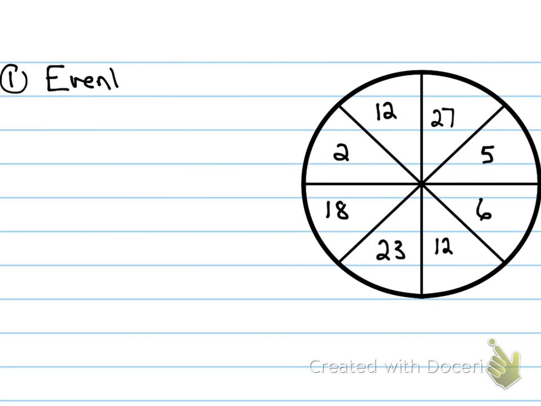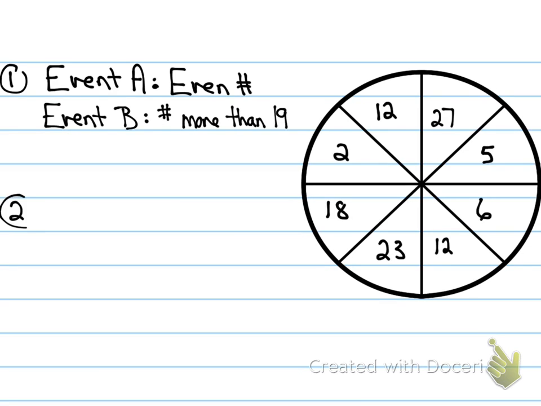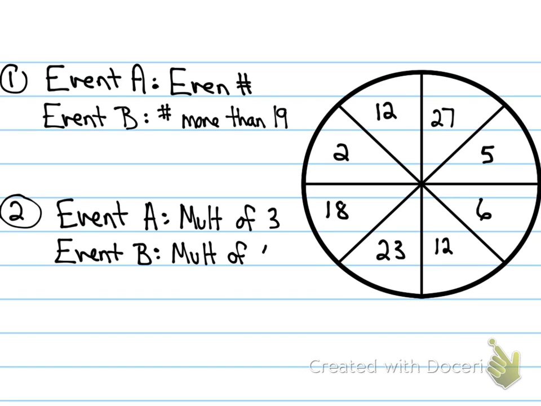Okay, so now you have a spinner. I need you to tell me, are these events joint or disjoint? Sorry, disjoint or overlapping, and then calculate the probability that event A or B happens, one or the other. Are they disjoint or overlapping? And then calculate the probability.